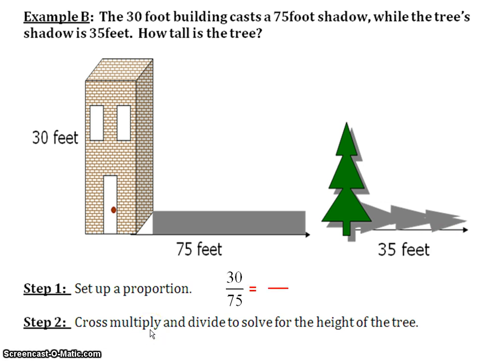Step number 1. We're going to set up a proportion using the height of the building and its shadow and the height of the tree and its shadow. The first ratio that we'll set up will be the height of the building to its shadow, 30 to 75, is proportionate to the height of the tree to the length of its shadow. Please fill in this proportion. When you're finished filling that in, please cross multiply and divide to calculate the height of the tree.